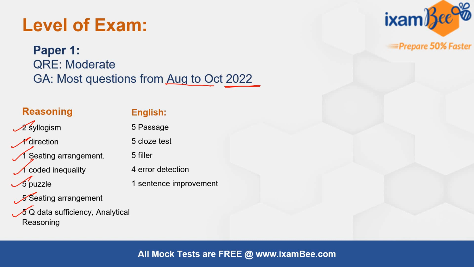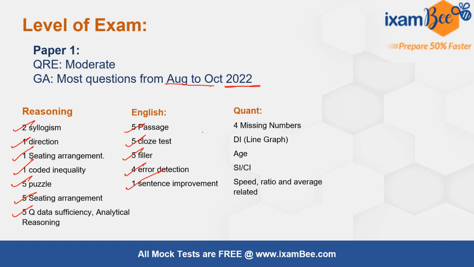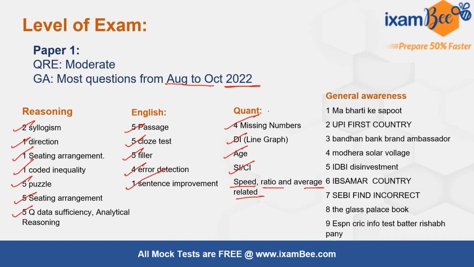Then there was in English 5 questions on passage, 5 cloze test, 5 fillers, 4 error detection, 1 sentence improvement. Then in Quant, 4 missing numbers. There was 1 DI with subsequent questions; age, simple interest, compound interest, speed, ratio and average related questions were there. In GA, the questions were from August to October 2022 current affairs.